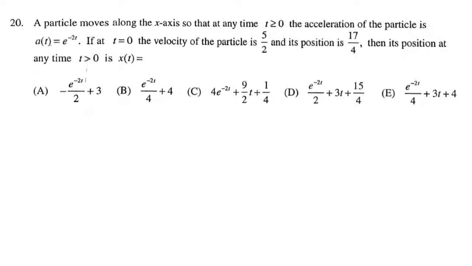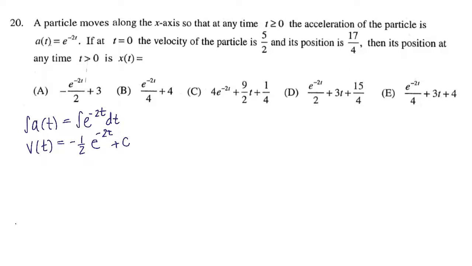Okay, number 20 is another particle motion problem. We're given acceleration and we've got to go back and find the position. So our first step would be to integrate our given acceleration equation of e to the -2t dt. That gives us our velocity function. Whenever I integrate this, I'm going to get -1/2 e to the -2t plus our constant c.